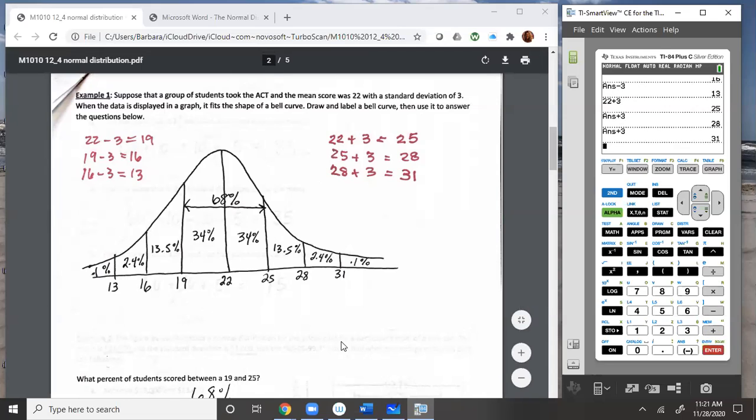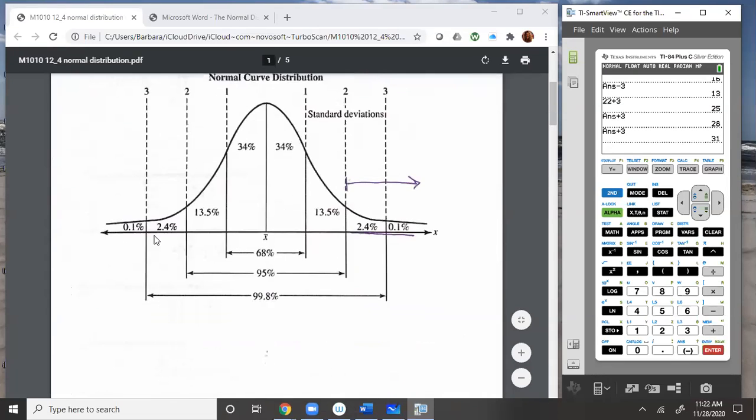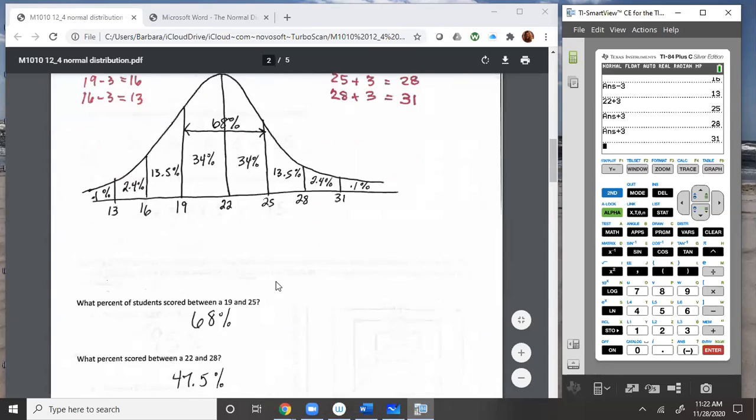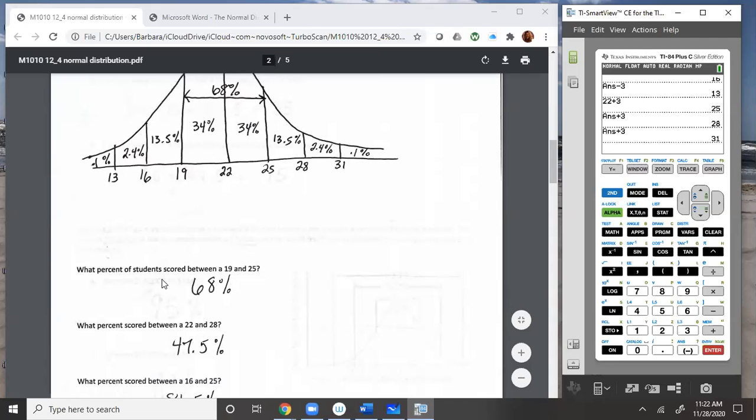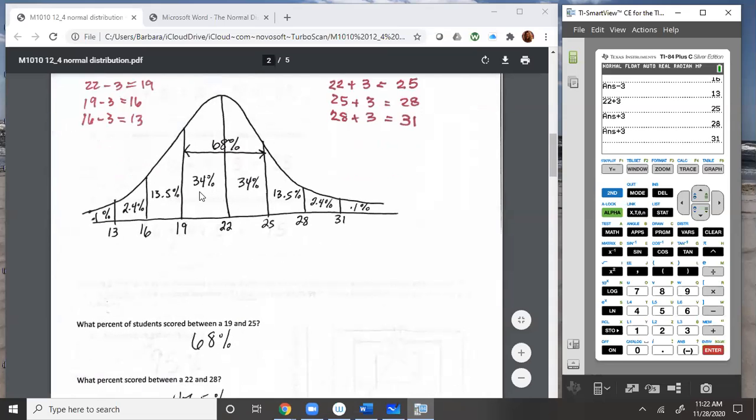All right. Now what we're going to do, since we're all set up here, we took some time doing this, okay? Again, it's just copying everything from this normal distribution. And the only thing we added was the scores, the mean, and then calculating the scores using our standard deviation. Okay, now, what percent of students scored between 19 and 25? So we have 34 plus 34, which is 68%. That we could do in our head, right?